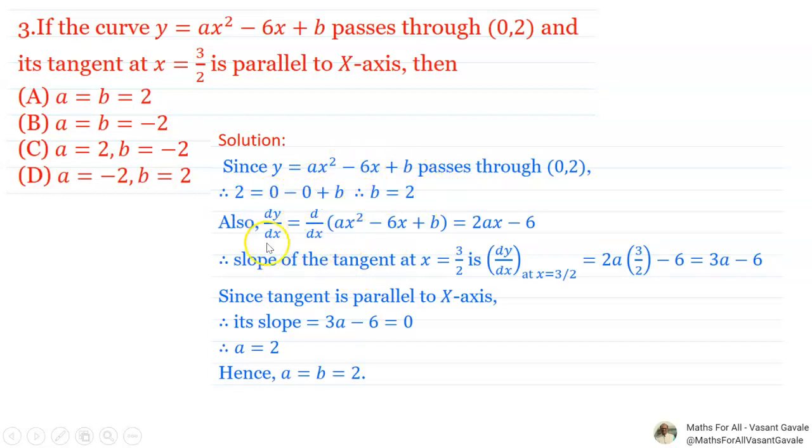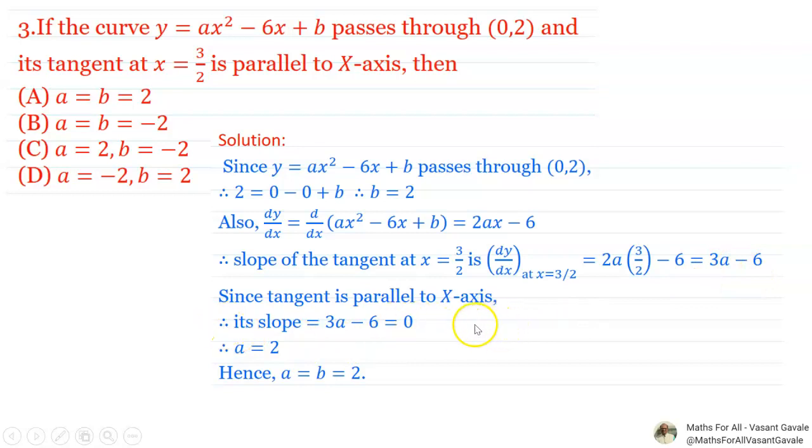What about the dy by dx? dy by dx is equals to d by dx of ax square minus 6x plus b. Derivative of ax square is 2ax. Derivative of minus 6x is minus 6. Slope of the tangent at x is equals to 3 by 2, that is dy by dx at x is equals to 3 by 2. That is 2 into a, where x is replaced by 3 by 2: 2 into a into 3 by 2 minus 6. Simplification: 3a minus 6.